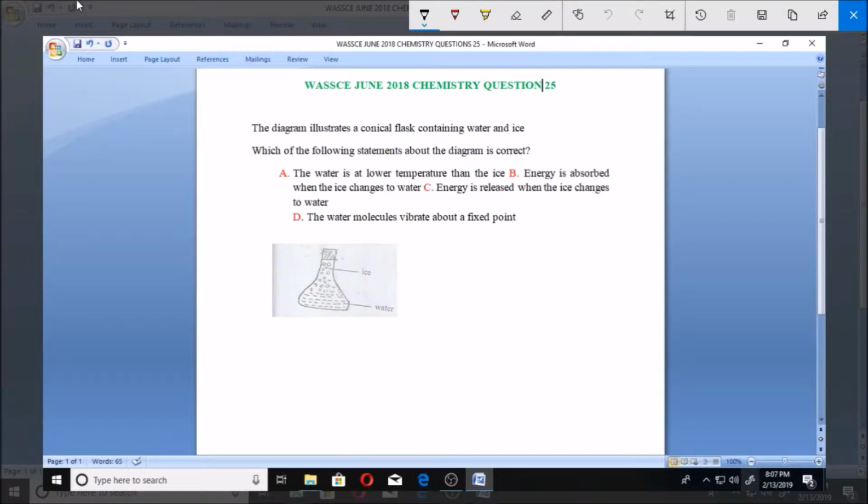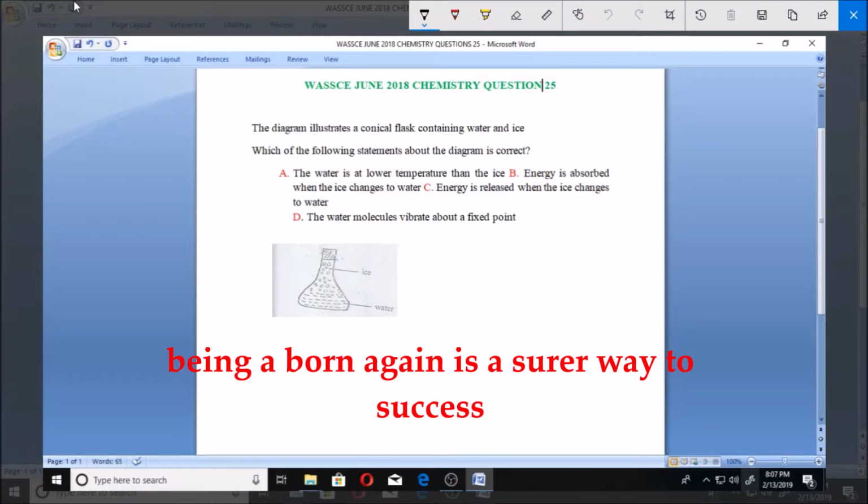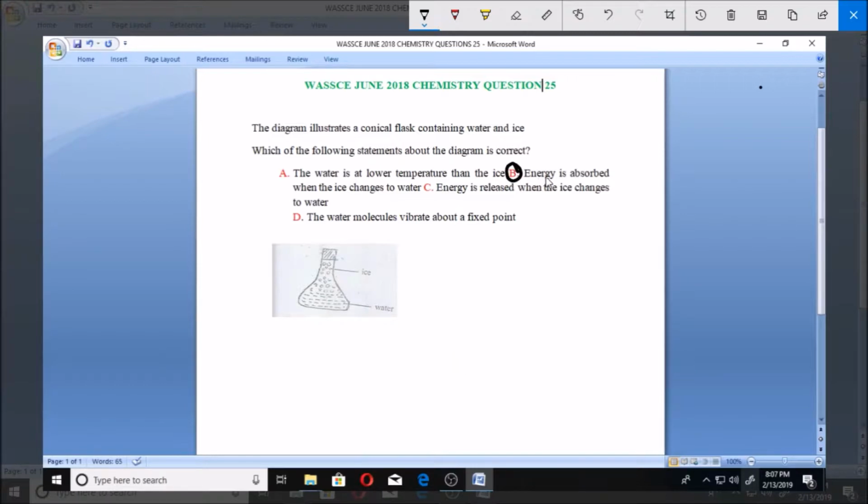So, which is the answer to this? From what is read now, B is actually the answer, because energy is absorbed when the ice changes to water. Ice is in solid form. You need energy to make it be in liquid form. So that makes that the answer. Now, how do we eliminate the other answers?